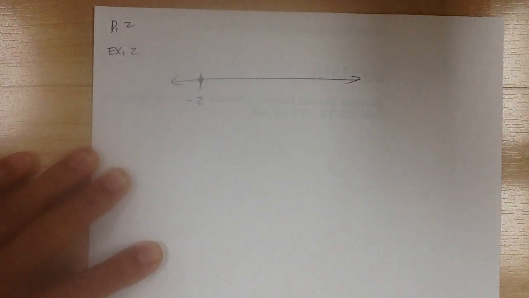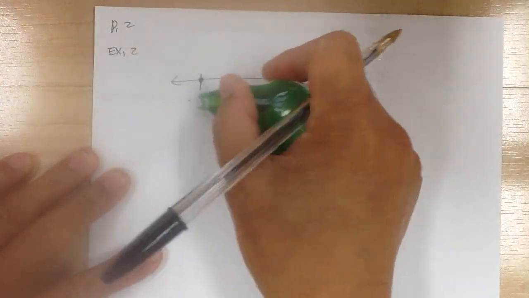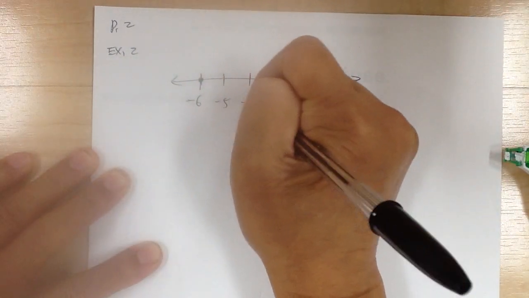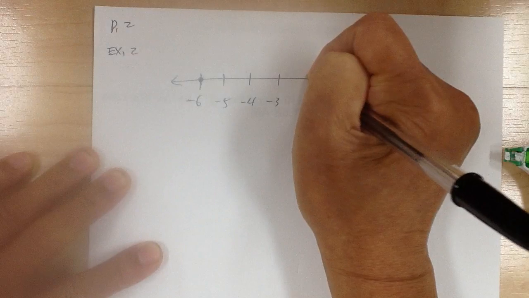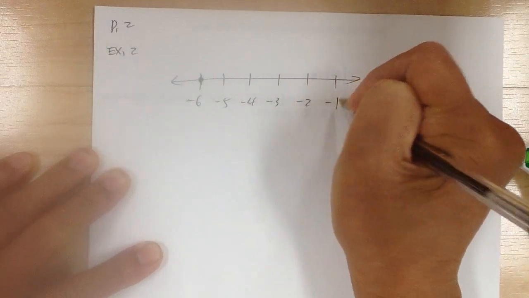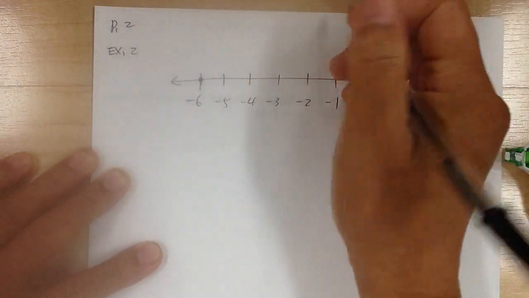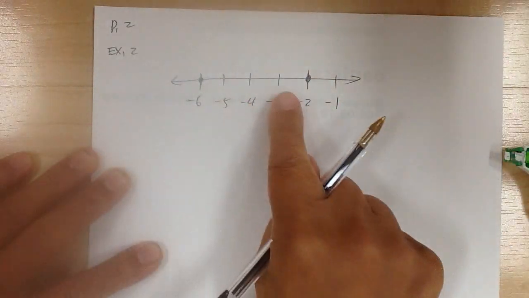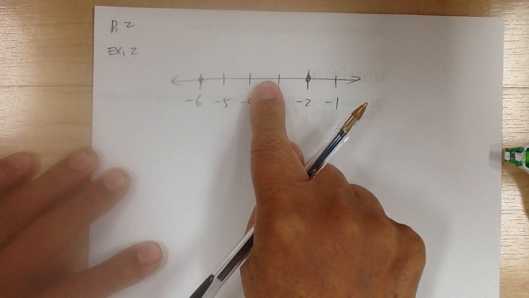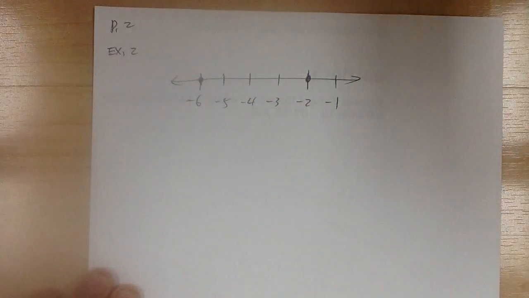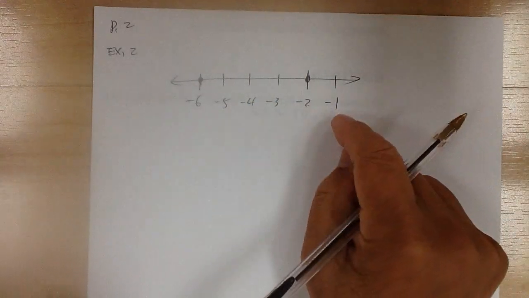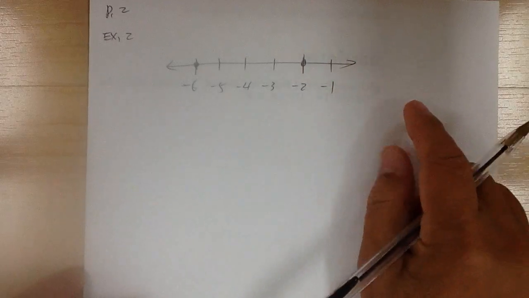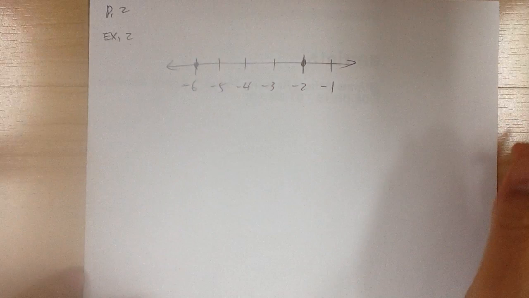Actually, this is not a good idea because you have to have a -6. So -6, -5, -4, -3, -2, -1. Okay, so you want to graph -2 and -6. Again, notice I don't have to always have a 0 in the middle. You can make the number line any way you want to suit the problem you're doing. I don't even have a 0 on here.